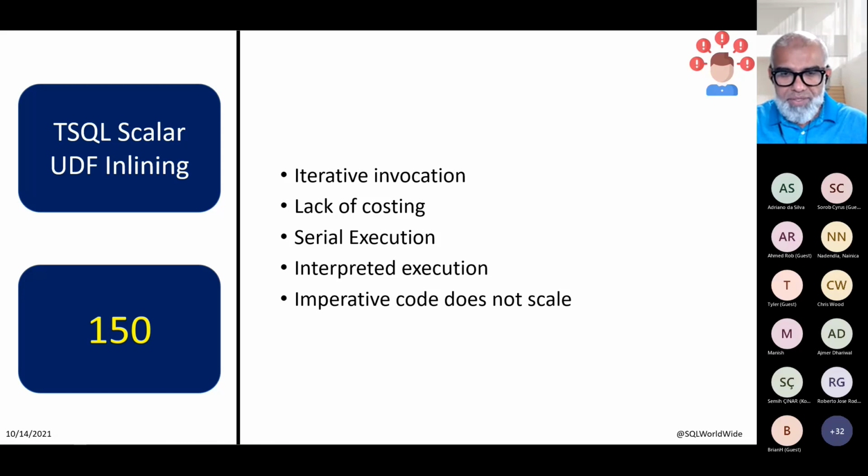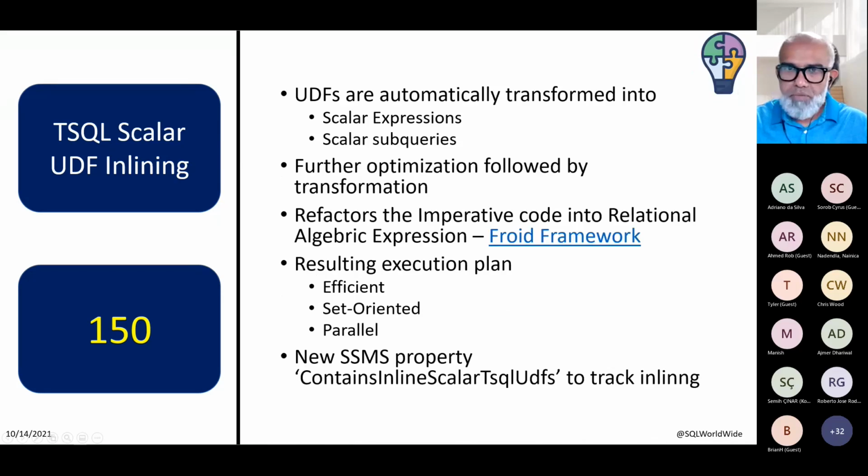And what do I mean by that? Imperative code, and this is another big topic. If you have an if-else statement, while loop, variable declarations, there are a bunch of these things that don't scale very well. So these are a couple of the problems. So starting with 2019, your scalar user-defined functions can be inlined automatically.